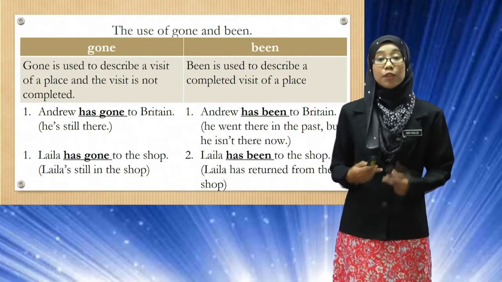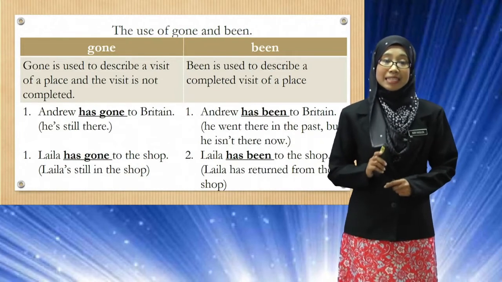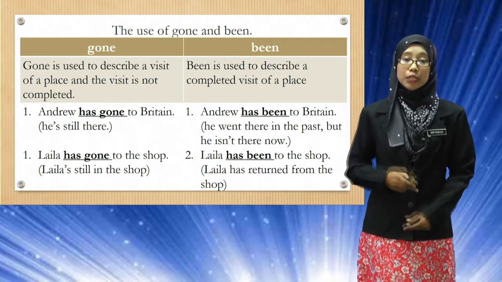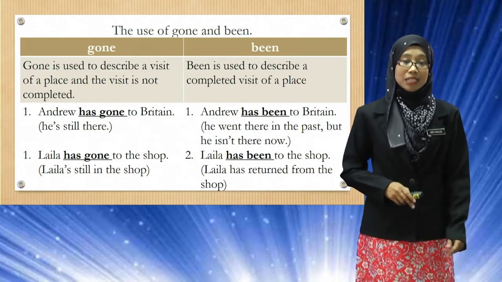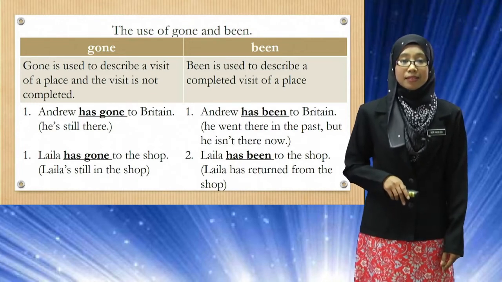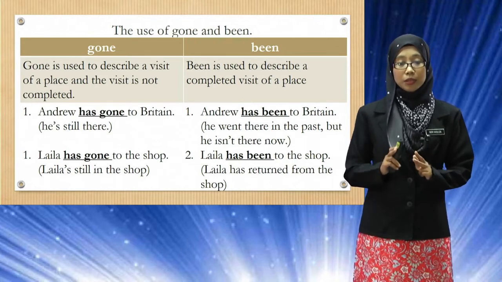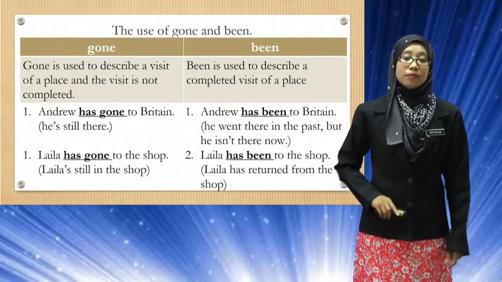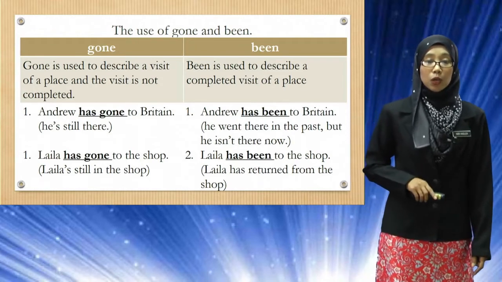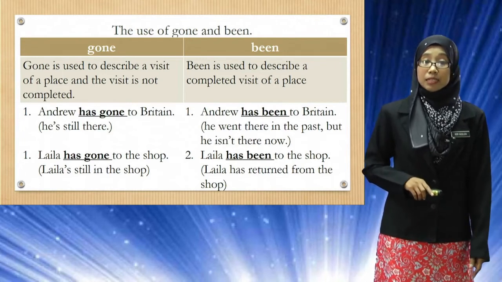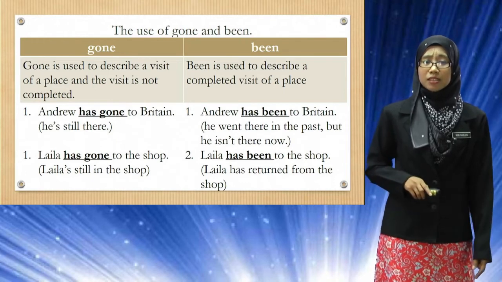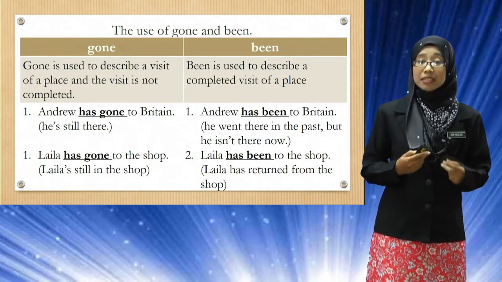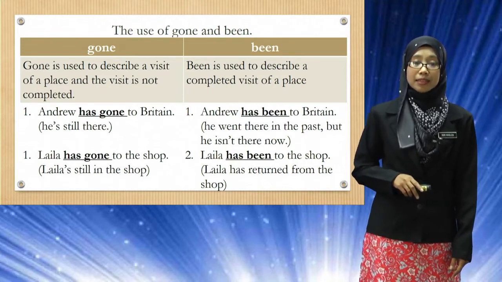Okay, now we will see the difference between gone and been in present perfect. When discussing travel to places, we mainly use been and gone as the past participle in the present perfect tense. Okay, let's see one by one. Gone is used to describe a visit to a place and the visit is not completed. The situation is like this. We travel to the place in the past and in the present we are still there or still traveling to the place.